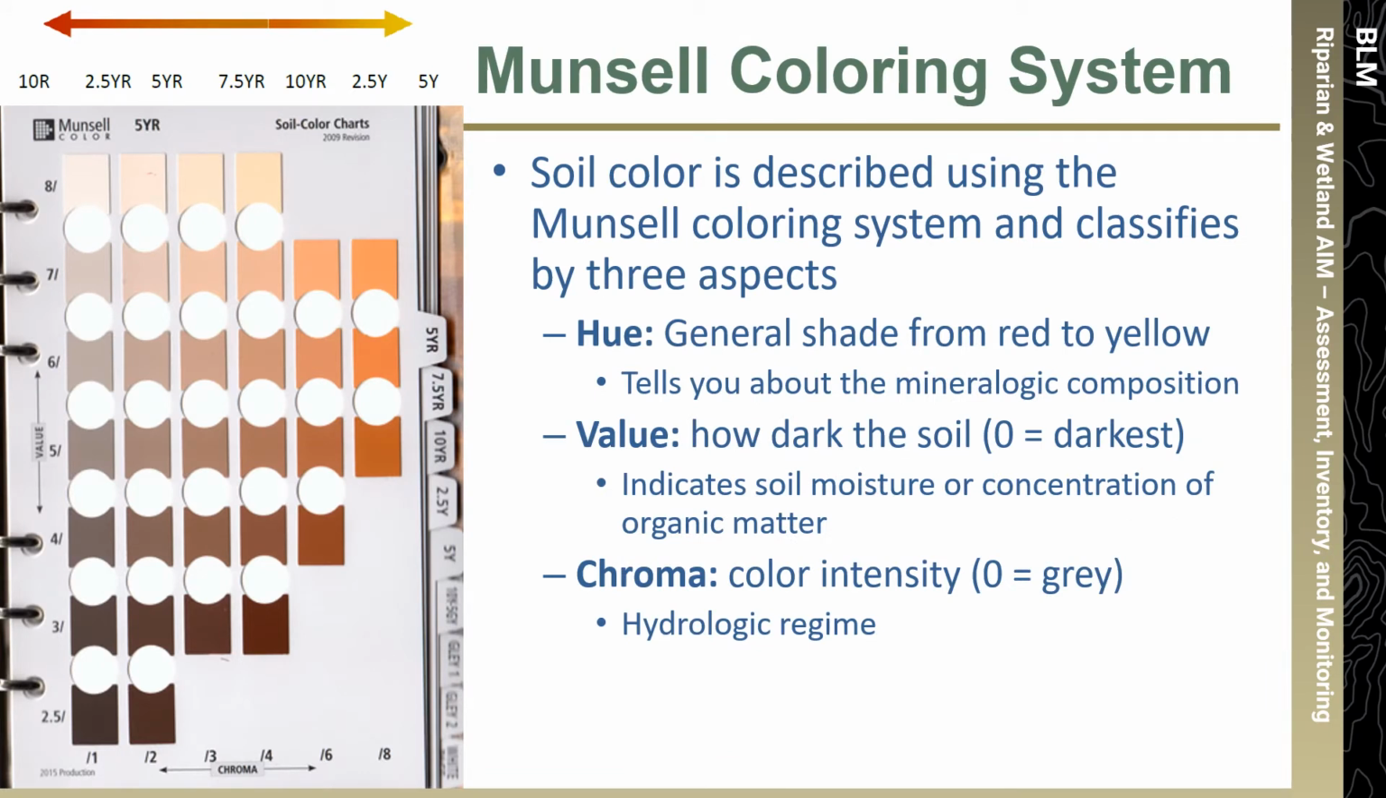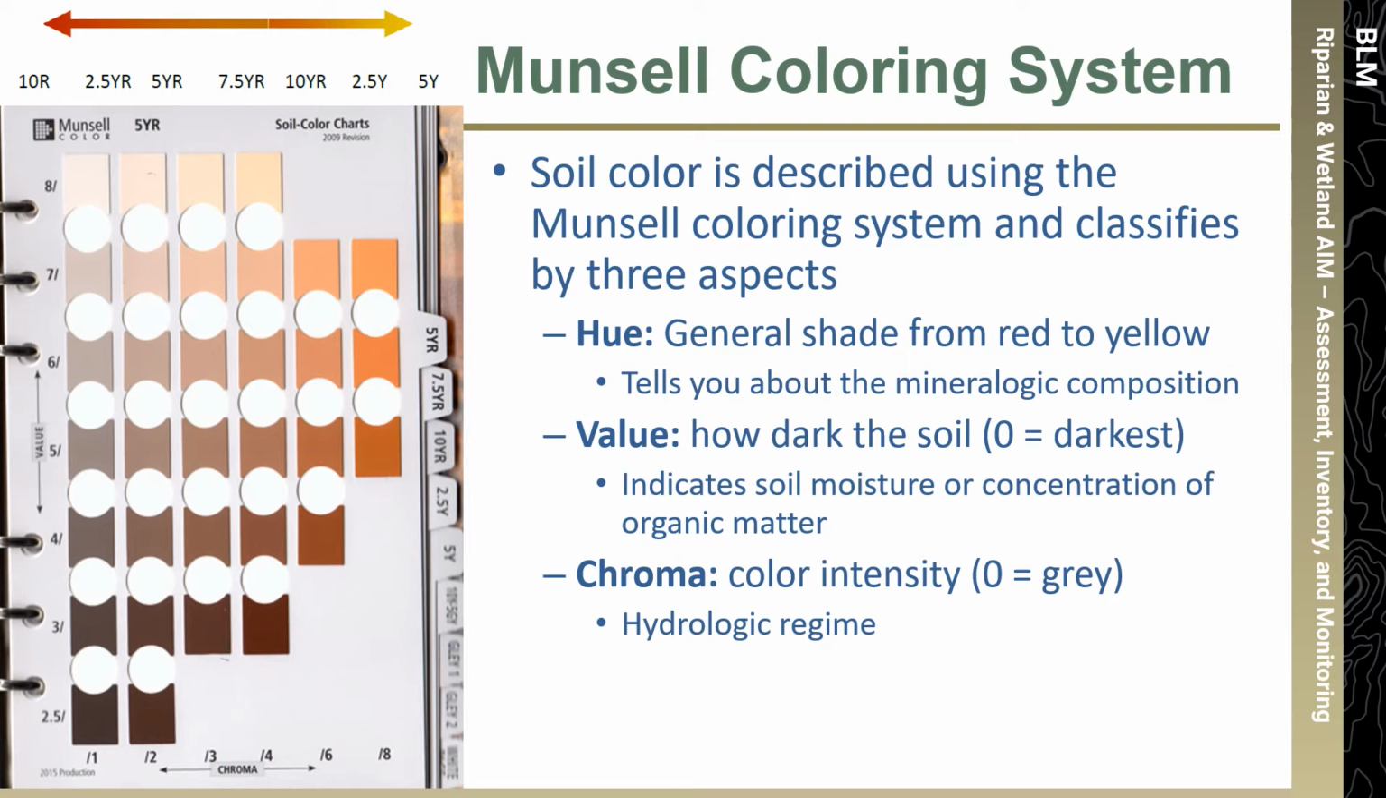Soils in the field are described using the Munsell Coloring System, which classifies color using 3 aspects. First, the hue describes the general shade of the soil and goes from 10R as the reddest hue to 5Y as the yellowest. In a Munsell color book, this is indicated by the page itself, as you can see on the tabs of this sample page.